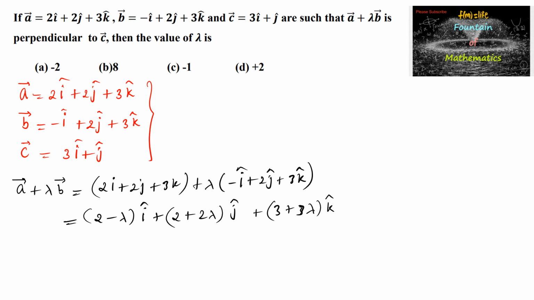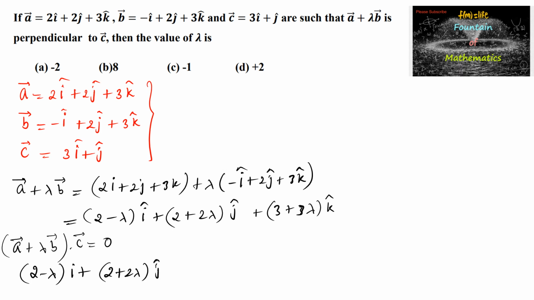And since A plus lambda B is perpendicular to vector C, we can say A plus lambda B dot C is equal to 0. Since two vectors are perpendicular, the dot product is 0. So we can write 2 minus lambda of i plus 2 plus 2 lambda of j plus 3 plus 3 lambda of k dot product with vector C, that is 3i plus j, which is equal to 0.